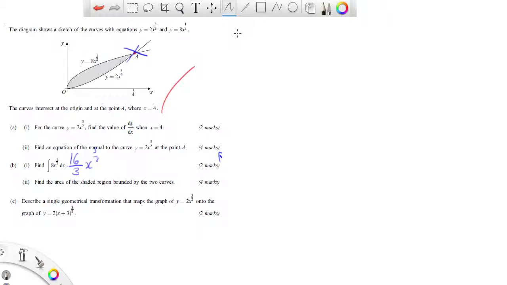Okay, so find the shaded region. If we want to find the shaded region, that is going to be where they intersect. So they intersect here at 0 and then here at the point A, which is 4. So we are going to be basically integrating from 0 to 4. And this is going to be the top function, which is 8x to the 1/2 dx minus the integral of the bottom function, which is 0 to 4, same 2 points, of 2x to the 3/2 dx.